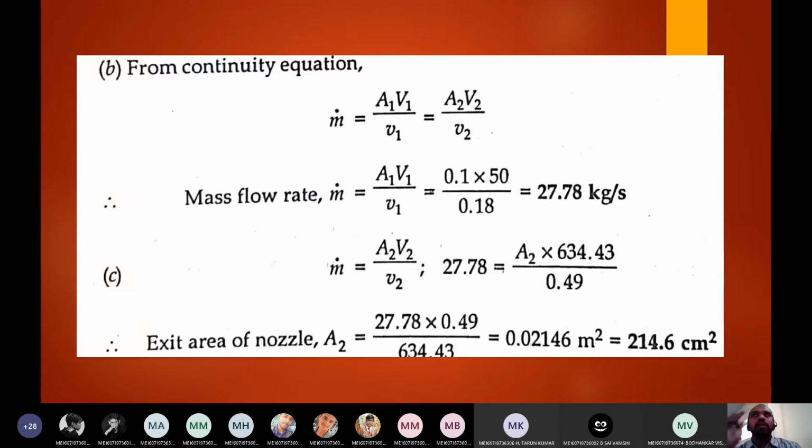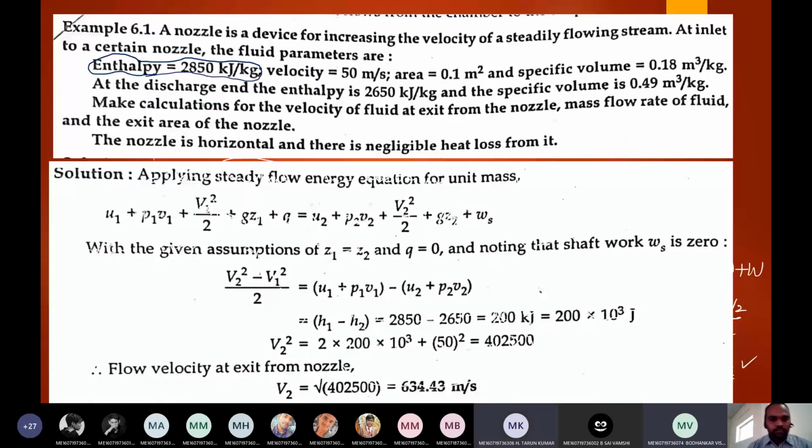Very, very important. Compulsorily you will get a problem on the steady flow energy equation. That may be a nozzle or turbine or pump, whatever it may be. Sir, just application. Can I move to the next problem? Sir, first page once. First page, okay.